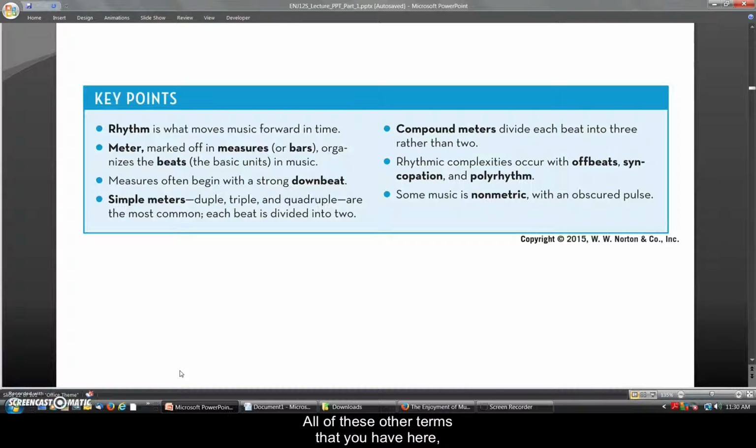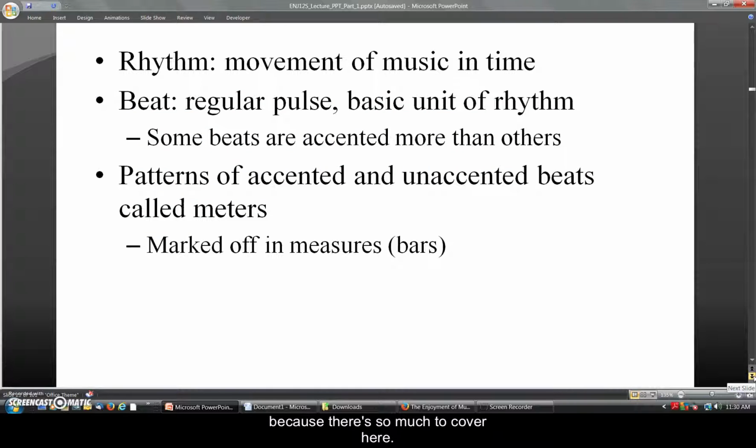All of these other terms that you have here, have your book open when you take your quiz. You'll definitely need to be familiar with them and know what they are, but I'm not going to spend a great deal of time on these because there's so much to cover here.